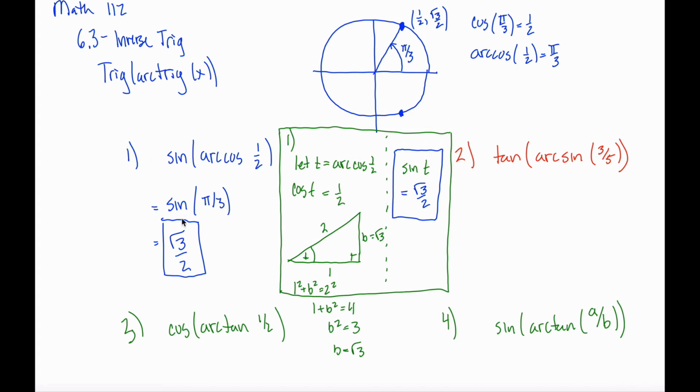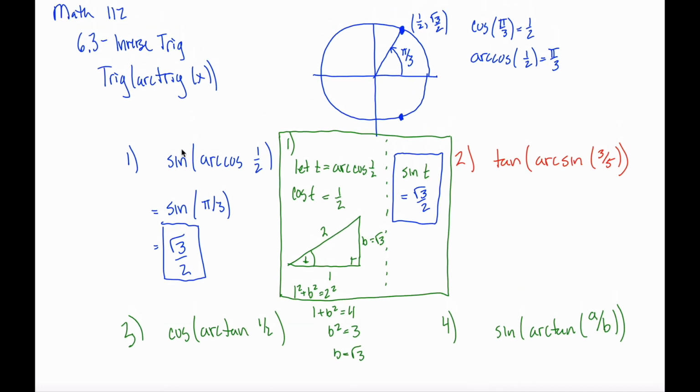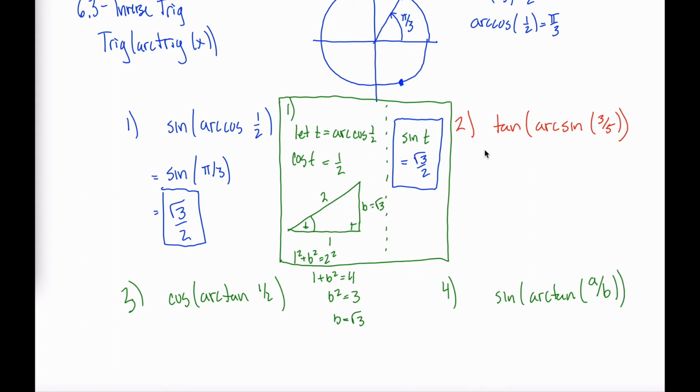Well, for problem 1, you could do it anyway. But for the rest of the problems on this little worksheet, you could not solve it this way. Like for this problem, I couldn't start by working inside the parentheses because I don't know the arc sine of 3/5. And that's going to be a problem. No, it's not. All you got to do is let t be equal to the arc sine of 3/5.